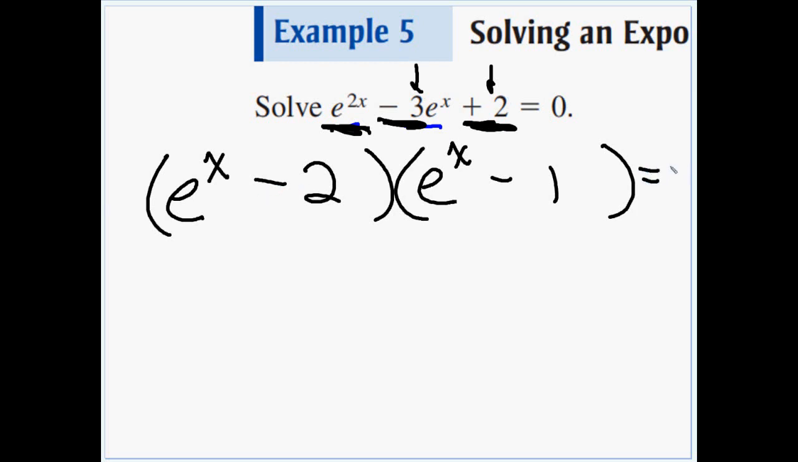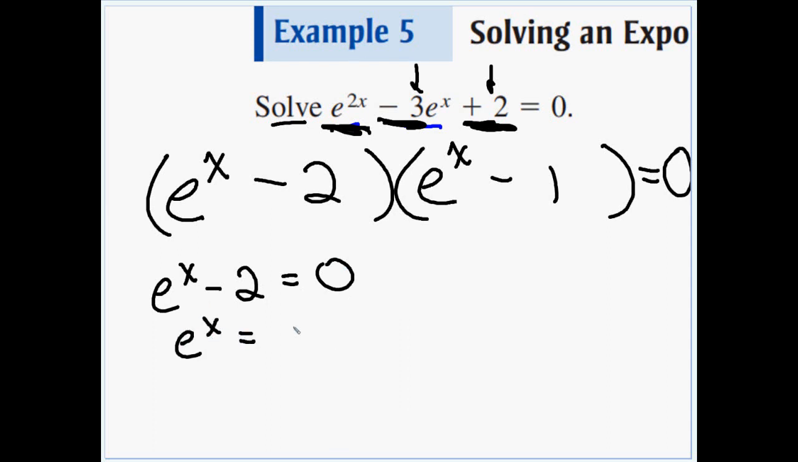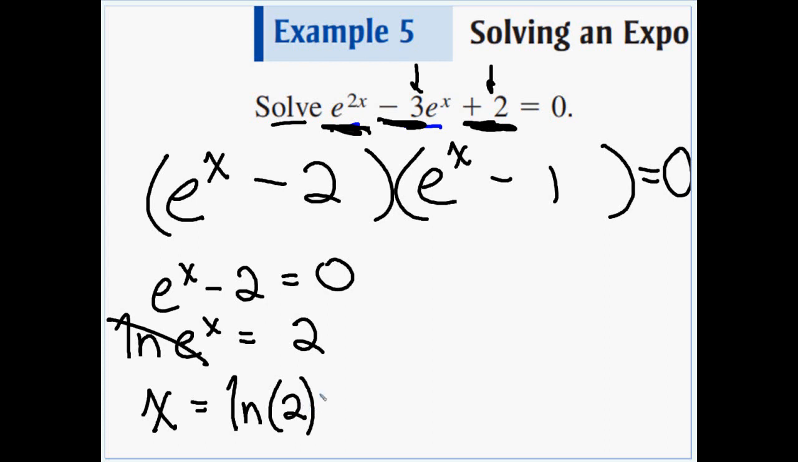Now it's still equal to 0. And after we've factored, it does say solve. So we can set this first factor, e to the x minus 2, equal to 0. We can add 2 to each side. e to the x is equal to 2. And now natural log. We would natural log the e to the x, so that would just become an x. x equals the natural log of 2. If they're asking for a decimal, that's approximately 0.693.